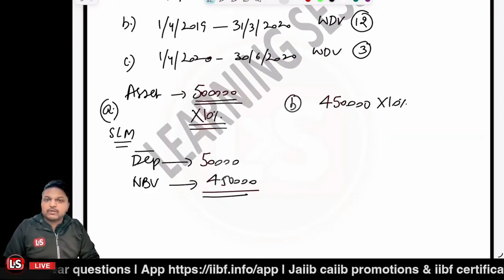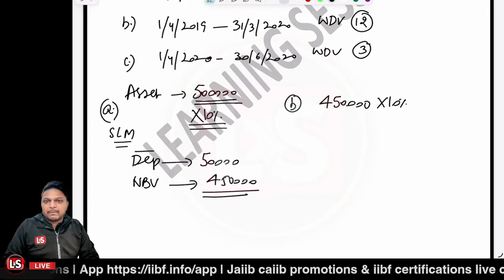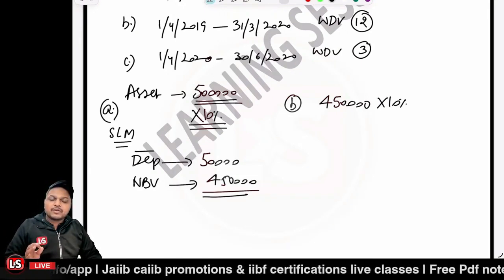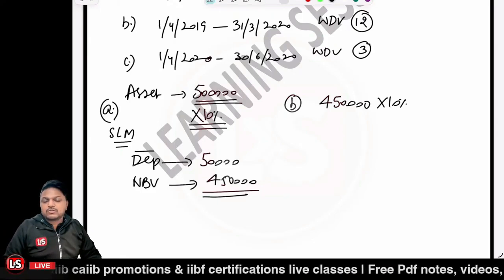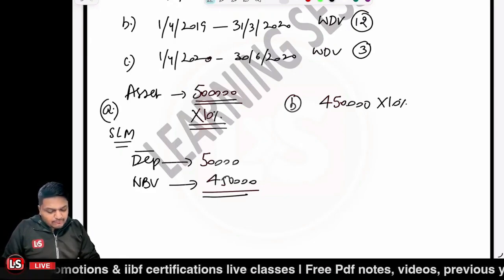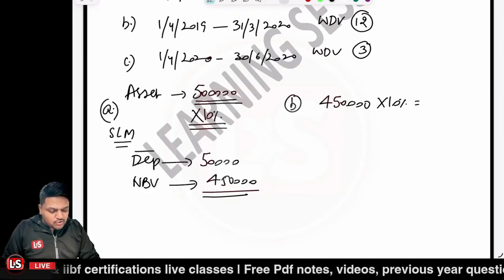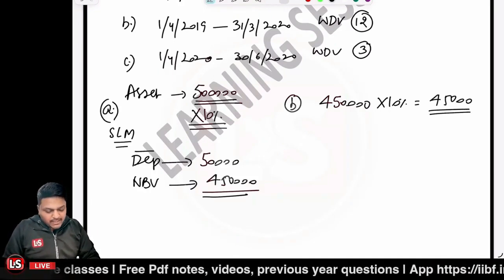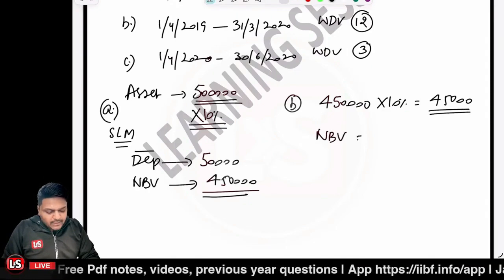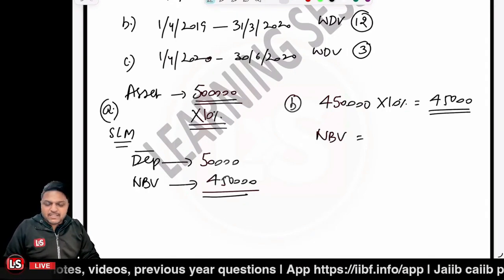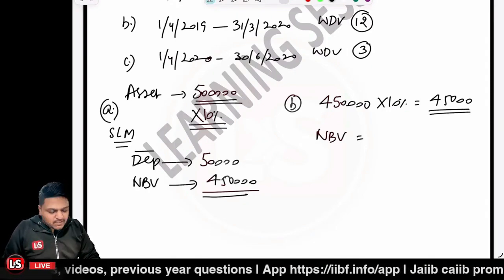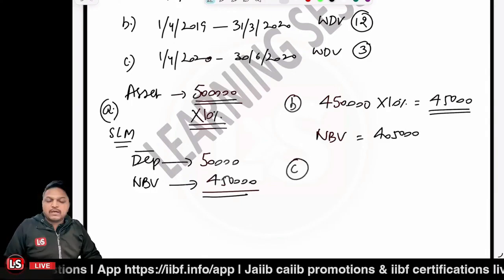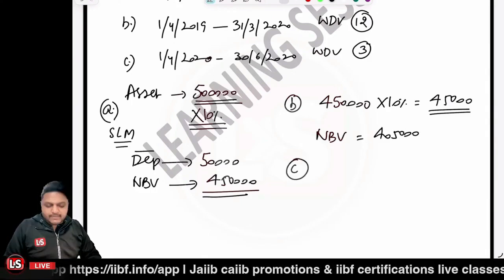But now we are following WDV. We are not to calculate the depreciation on the original cost, but we will be calculating the depreciation on the reduced NBV, right? So it is 450,000 into 10%. So the depreciation amount is 45,000. And what will be the NBV now? It will be 4,50,000 minus 45,000. That is 4,05,000.